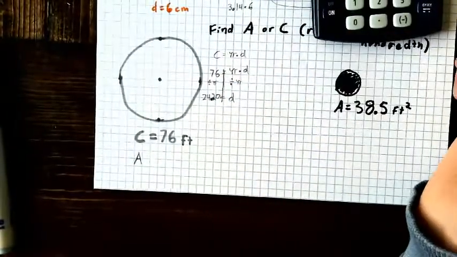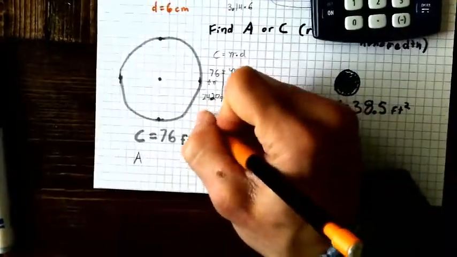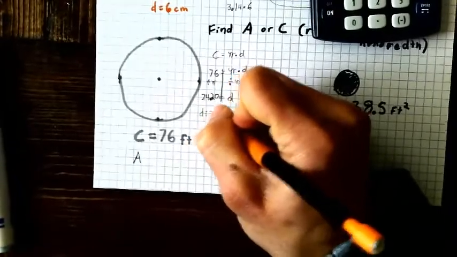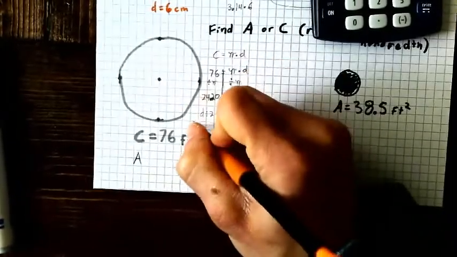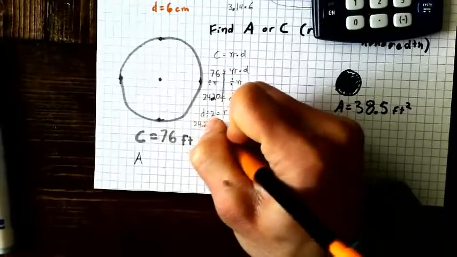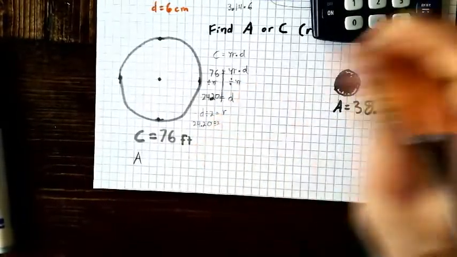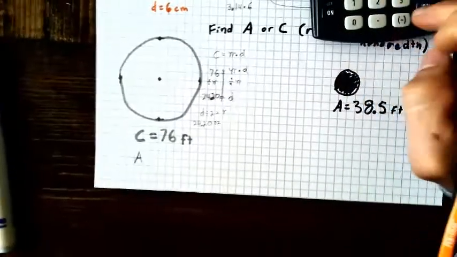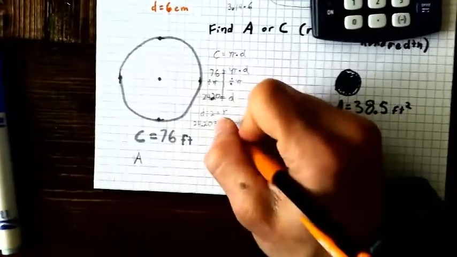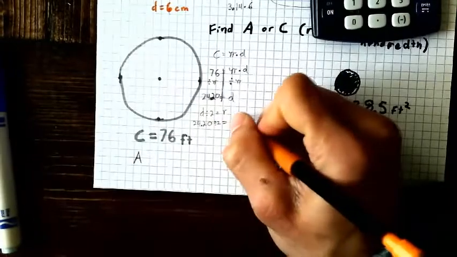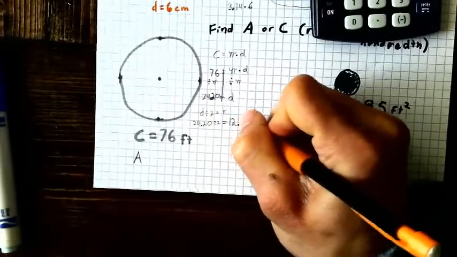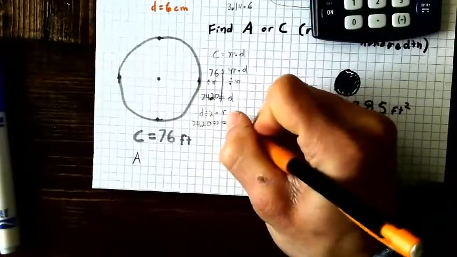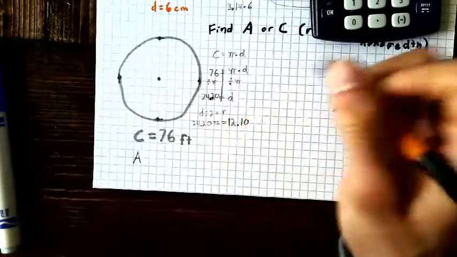I can figure out what radius is, right? Because diameter divided by 2 equals my radius. So I'm going to do 24.20 divided by 2, and I get my radius is 12.1 or 12.10. Either way is fine.